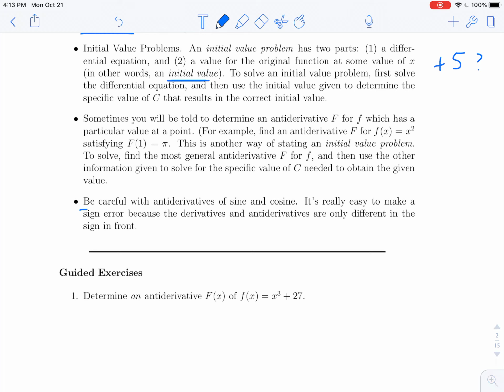Be careful with antiderivatives of sine and cosine. It's really easy to make a sign error because the derivatives and antiderivatives are only different in the plus or minus sign in the front. So be really careful when you're anti-differentiating sine and cosine.